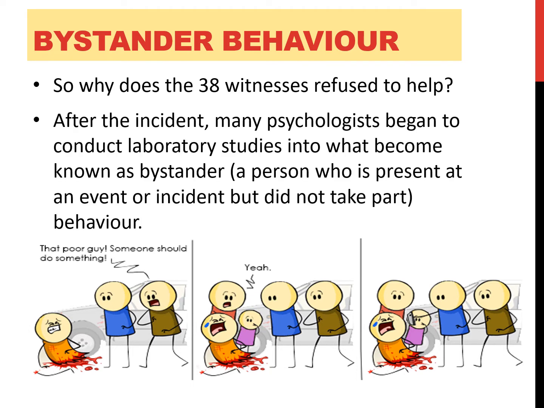So after that incident, a lot of psychologists began to conduct lab experiments or lab studies to study bystander behavior. Bystander means a person who is present at the event but did not take part in the behavior. Like for example, if we're driving and suddenly we saw someone in an accident on the road, but then we just looked and drove away. So that behavior is what we call bystander. Bystander means just simply present but not doing anything. Okay, so psychologists are interested in bystander behavior. Why do humans tend to be bystanders, in which when there's an emergency, we just simply look and are not willing to take part.